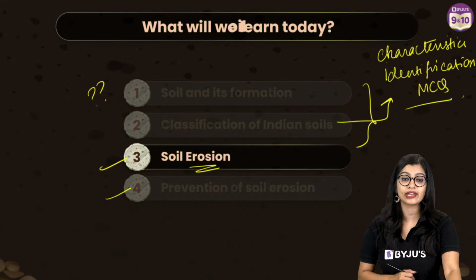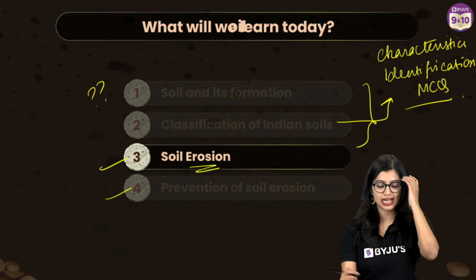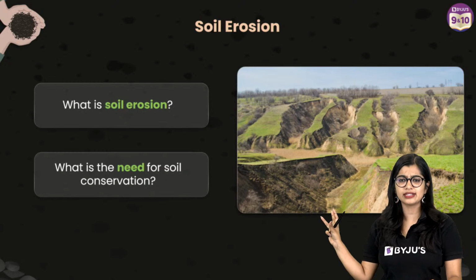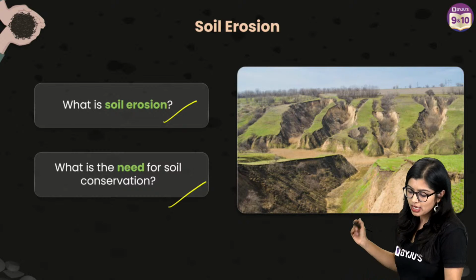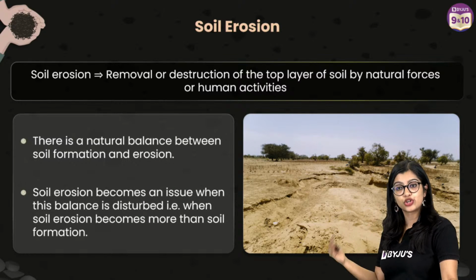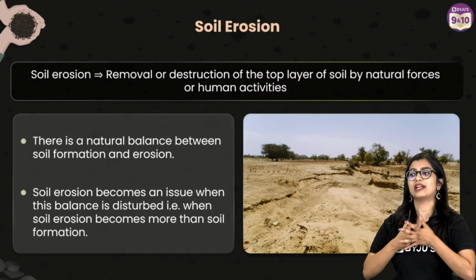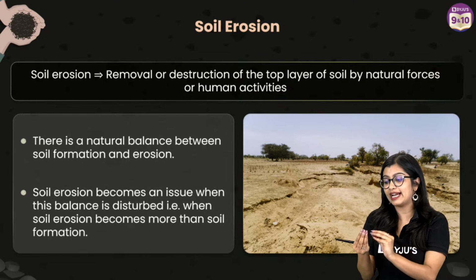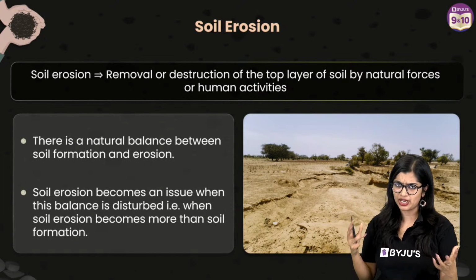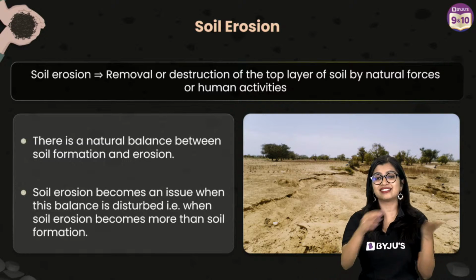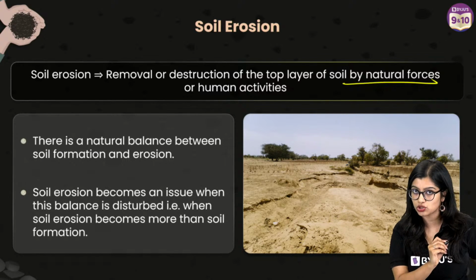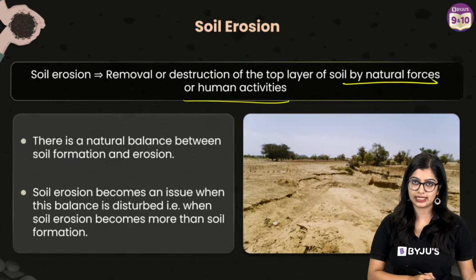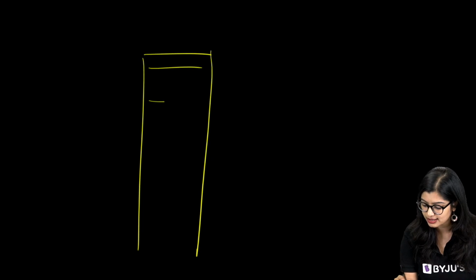Now we will move on to soil erosion. We will need to understand two things: what soil erosion is, and why we should have soil conservation. Soil erosion is when something gets eroded or damaged, if I put it simply. Soil erosion is the removal of the top layer of the soil, either by natural forces or by human activities.